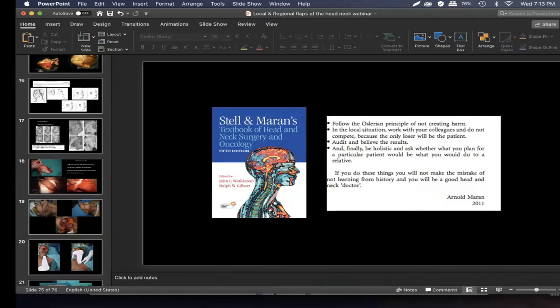But I wouldn't use a pectoralis major for defects beyond the buccal mucosa. I wouldn't go to the ITF with the pectoralis major because I've seen it dehisce from the superior suture line. Okay, sir. Thank you, sir.